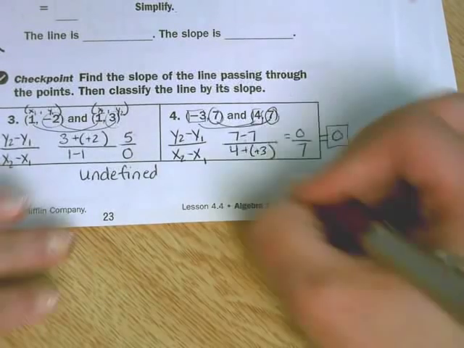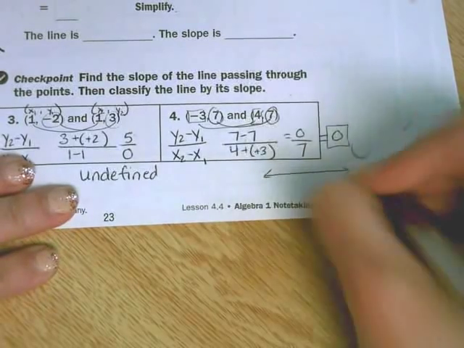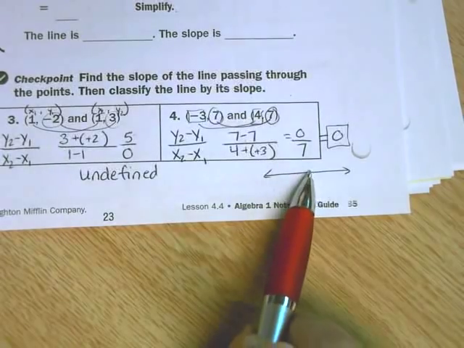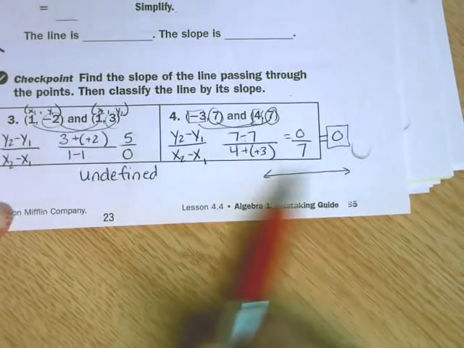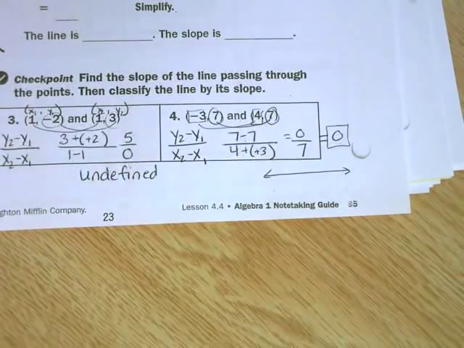And a 0 slope happens when you've got a horizontal line. Over negative 3, up 7, over 4, up 7. This is going to be horizontal at y equals 7 no matter what. And that's why it gives you a slope of 0, because there's no steepness to it.